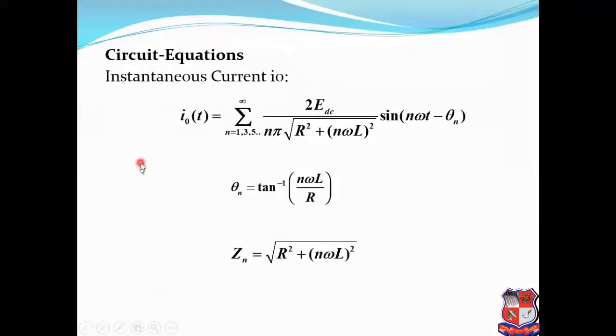Now we will see the instantaneous circuit equation. The instantaneous current IO is derived from the Fourier series, where we have first derived the Fourier series for the output voltage VO. The Fourier series for output voltage VO will be 2 VDC by n pi sin n omega t. For current it will be 2 VDC by n pi under root R square plus n omega L square, that means Zn, sin n omega t minus theta n, where theta n is tan inverse n omega L by R.